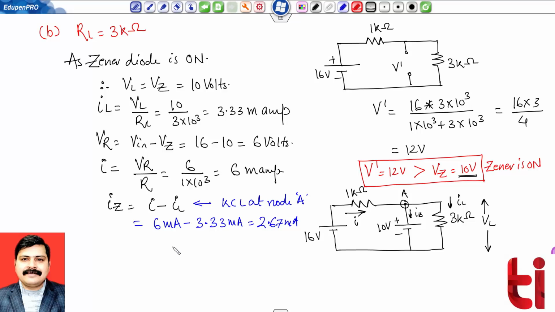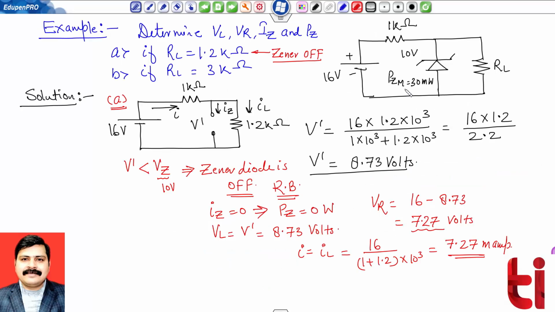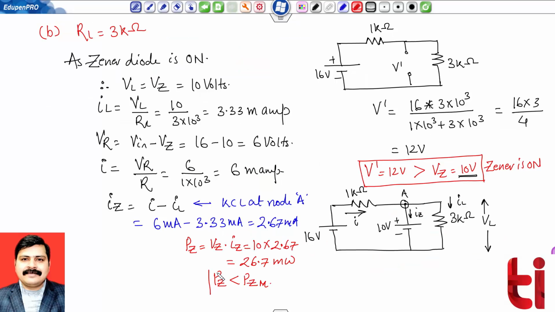Now calculate PZ. So PZ will be equal to VZ into IZ, that is 10 multiplied by 2.67. So it is 26.7 milliwatt. And now you can check my PZ is less than PZM. PZM was given in the problem. PZM was given 30 milliwatt. So my PZ is less than PZM. That means my circuit is perfect. My Zener diode is still alive.